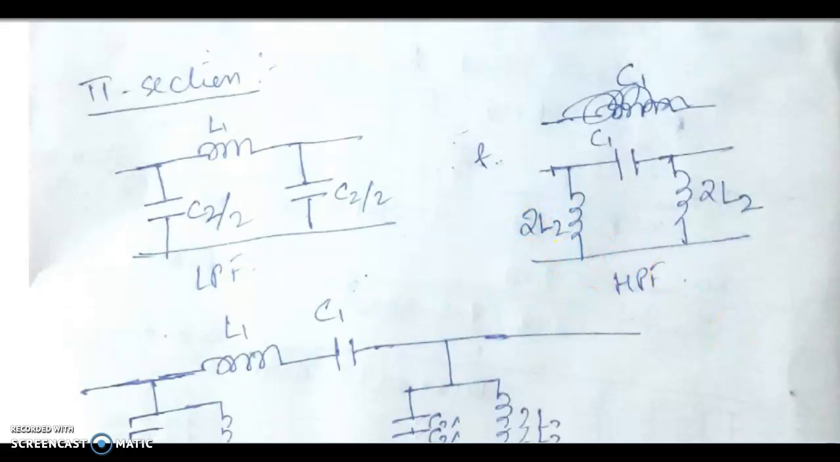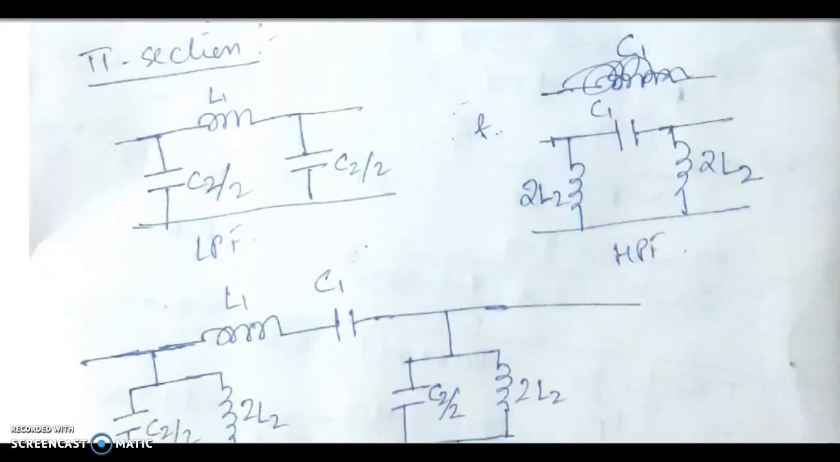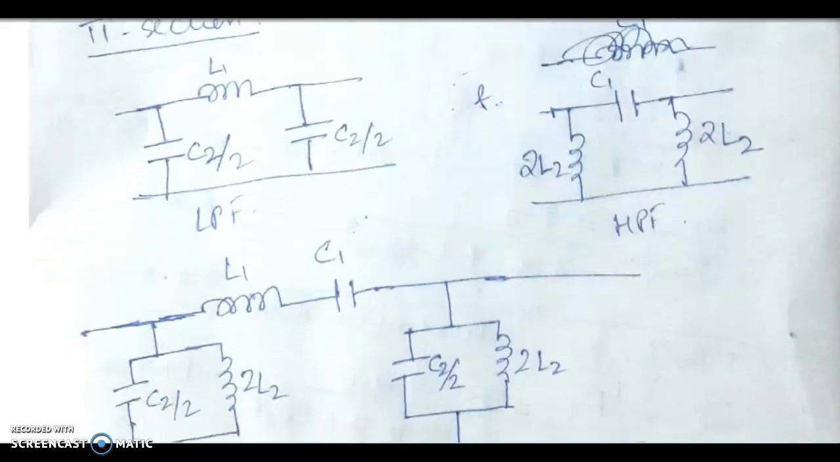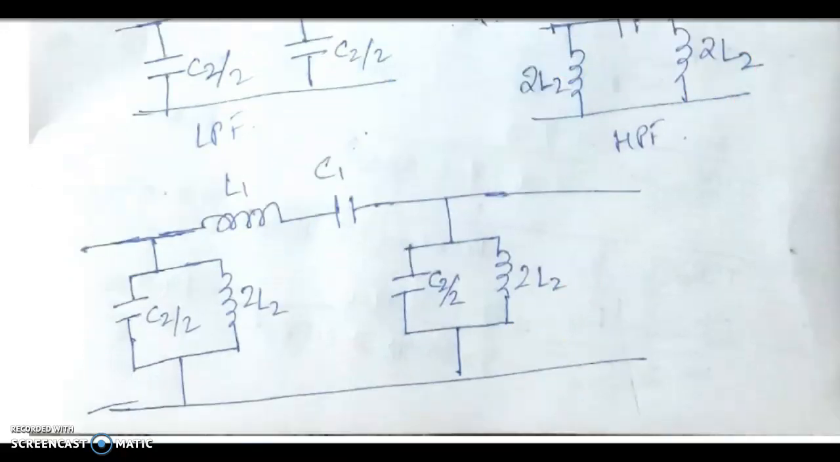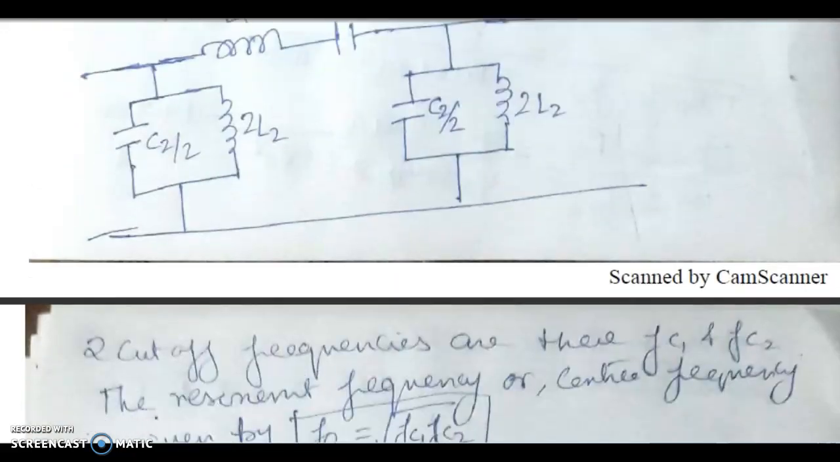Now when we obtain the pi configuration of band pass filter, we have to connect a low pass and high pass in series. That means the series arm will get connected in series and the shunt will get connected in shunt. So this L1 and C1 will get connected in series, and the C2 upon 2 and 2L2 will get connected in parallel. Similarly, in this arm, C2 upon 2 and 2L2 will get connected in parallel. So this is the pi configuration of the band pass filter.